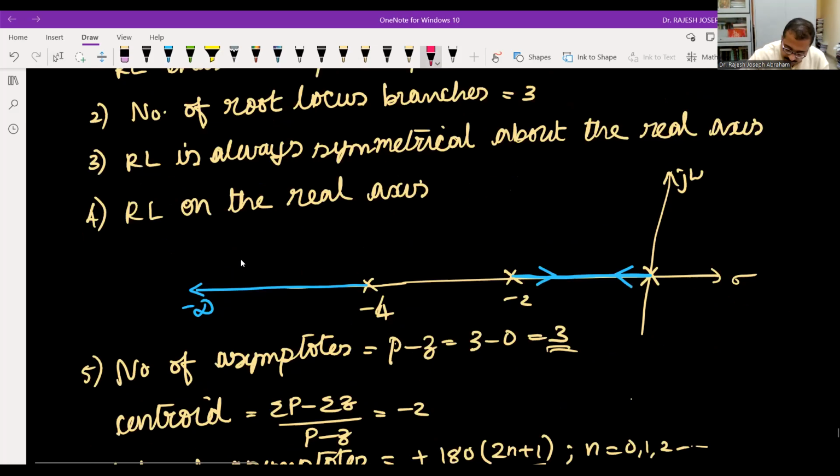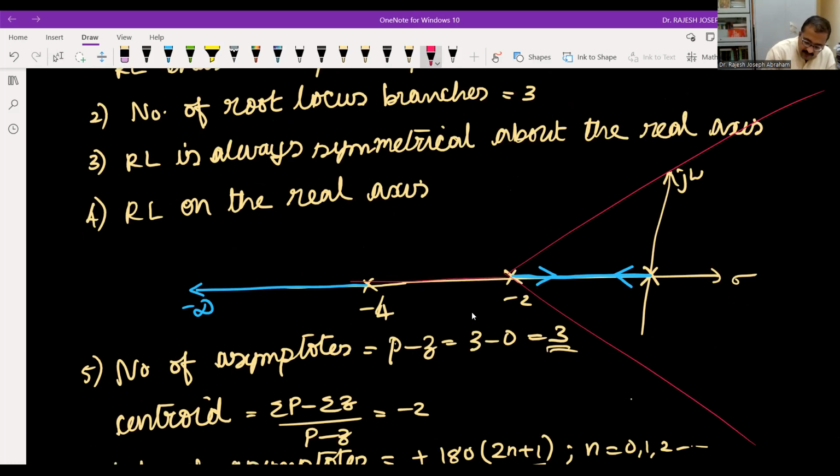Now let me mark this. The centroid is -2. Say this is +60, this is -60, and then we have 180. So 180 is already there. The third branch of the root locus is on the 180 degree axis. So now we are definite that the root locus will be crossing the j omega axis, the imaginary axis.